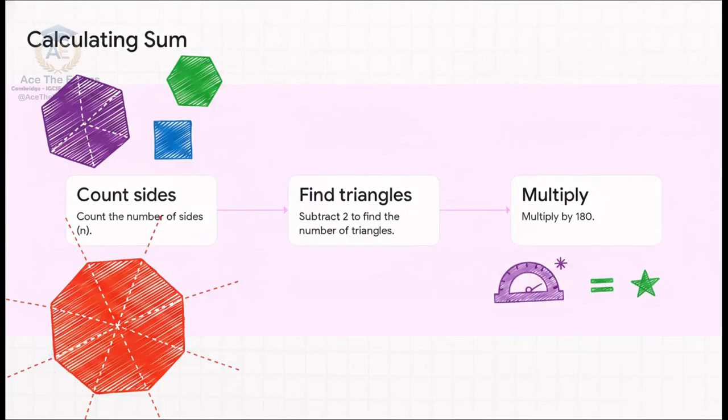So the really cool part is that we can apply this logic to any shape, no matter how many sides it has. Here's the step-by-step breakdown. Step 1, count the number of sides, which we call n. Step 2, pick one corner and draw lines to all the other corners to see how many triangles fit inside. You'll find it's always the number of sides minus 2. For example, an 8-sided shape, you can fit 6 triangles inside it. Step 3, since every triangle is 180 degrees, you just multiply that number of triangles by 180.